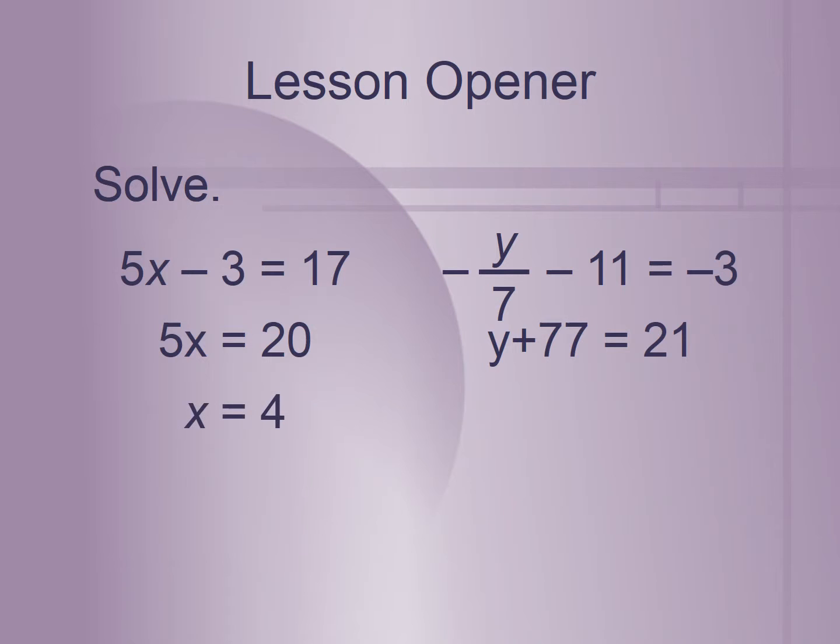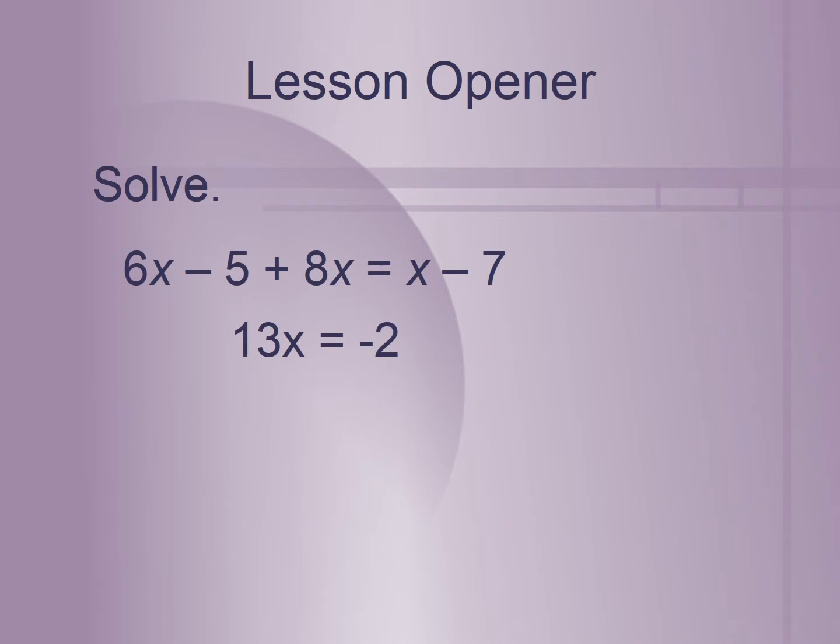For this next one, I would like to kill the fraction. So I would multiply everything by negative 7. So negative y over 7 times negative 7 gives us just y. And then negative 11 times negative 7 gives us 77. And then negative 3 times negative 7 gives us positive 21. And then I'll subtract 77 from both sides. And then I'll get y equals negative 56.